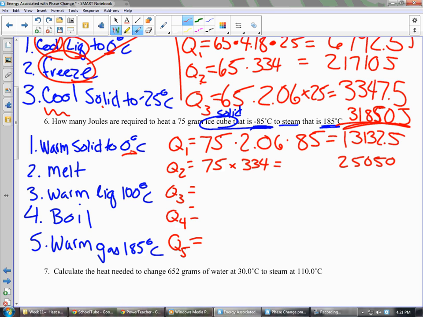I'm not putting joules on there. We'll put it on the final answer. Next, I have a 75-gram ice cube. Now I get this liquid water that is already melted. I want to make it go to 100, so we're going to use our good old 4.18. And we're going to go up 100 degrees.